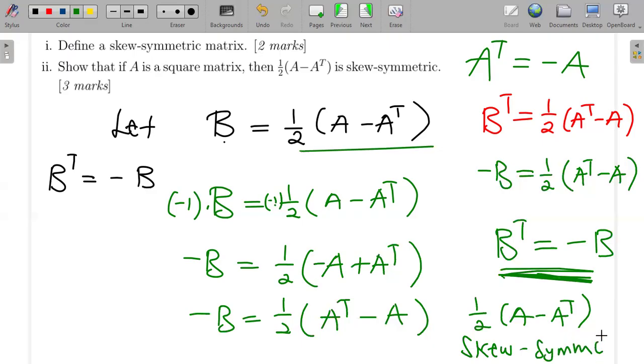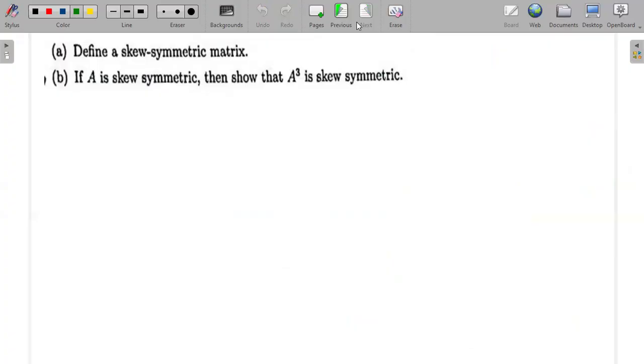Okay, so any questions there, or have we understood how to show the proof there? It's clear, sir. It's very clear. Okay. All right, so let's look at another question here.